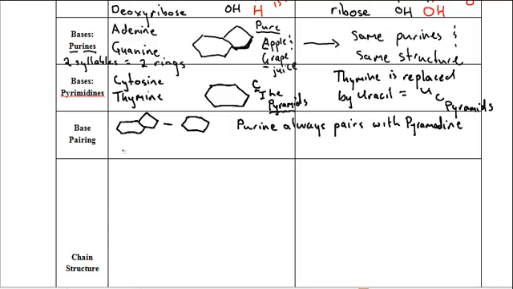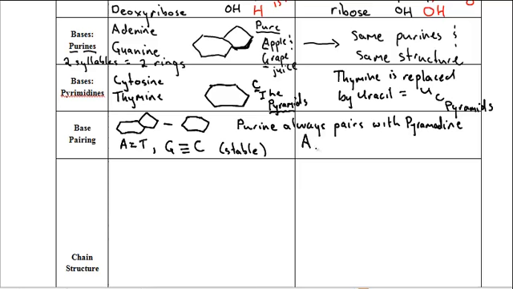And in DNA, it's A double bonds, 2 hydrogen bonds to a thymine, and G 3 hydrogen bonds to a cytosine. And this is a stable situation, the long-term form.